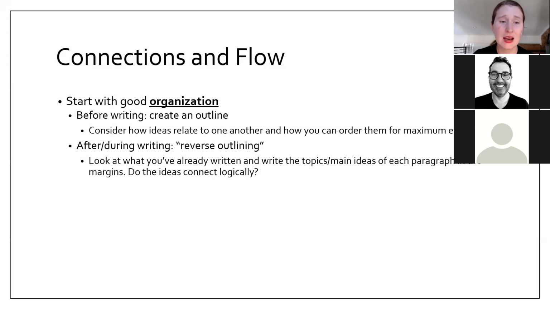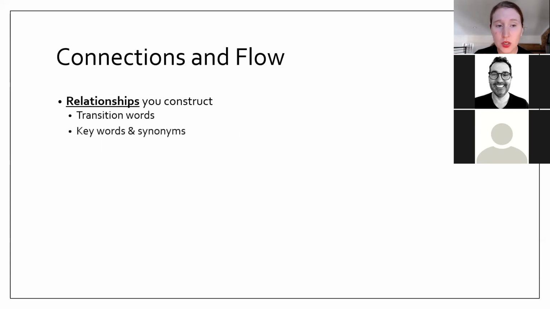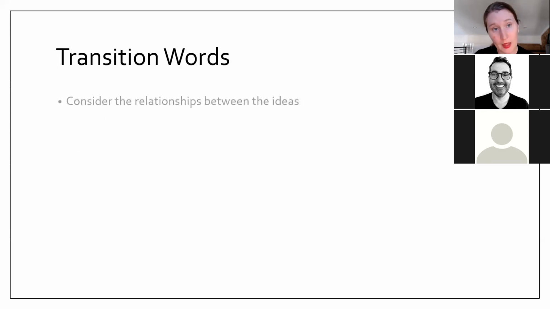Okay. Like I said, you want to be looking at whether the ideas connect logically. So then thinking about the relationships that you construct between the ideas. To do this, you can use transition words, you can use keywords and synonyms, okay? You can make the logical connections very explicit. So these are the 3 ways to discuss the relationships between your ideas. So we're going to start first with transition words.